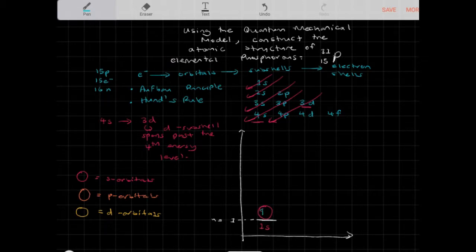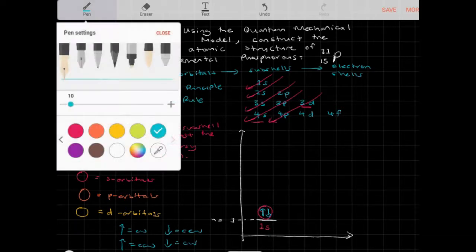So the first electron is filled this way. The second electron is filled in opposite spin. So this is why we say that they are spin paired. If the up arrow means that it's clockwise, then the down arrow means it's counterclockwise. But it doesn't necessarily have to mean clockwise. If the up arrow means counterclockwise, down arrow means clockwise. So it doesn't really matter. It just means that they have 2 opposing spins.